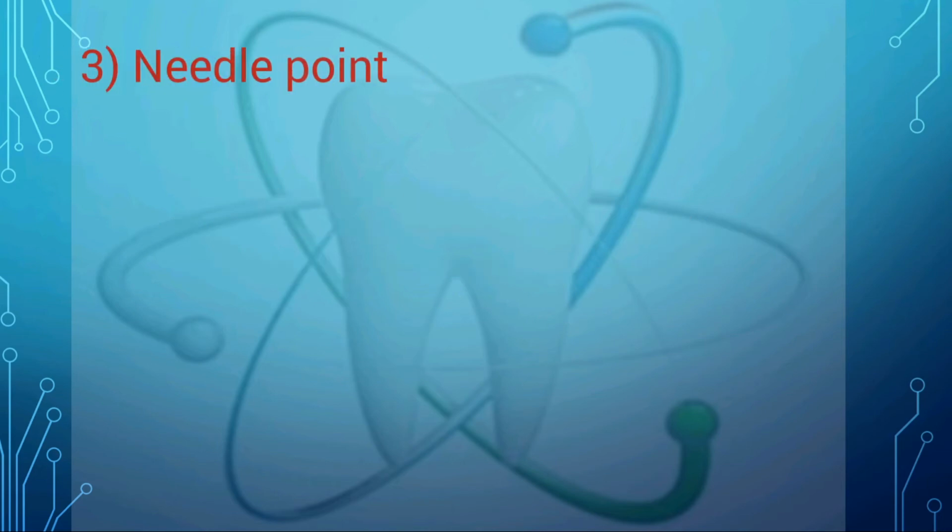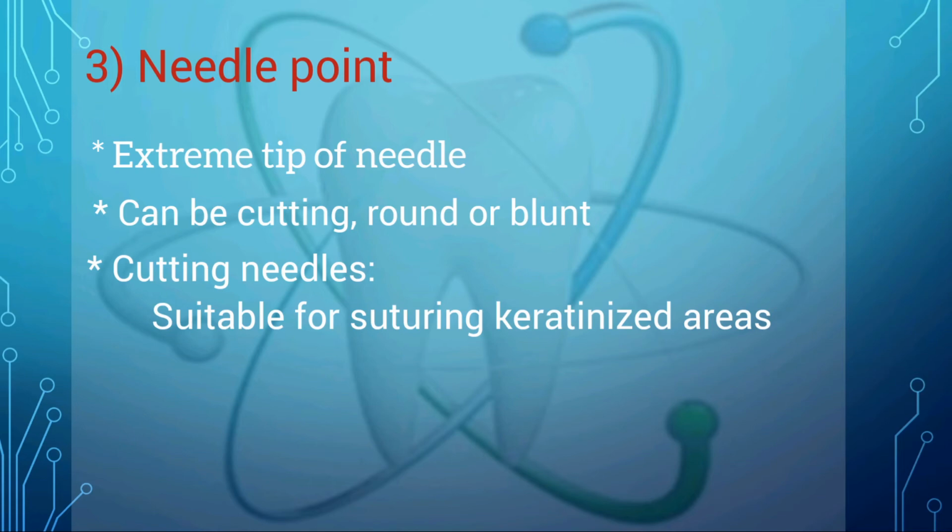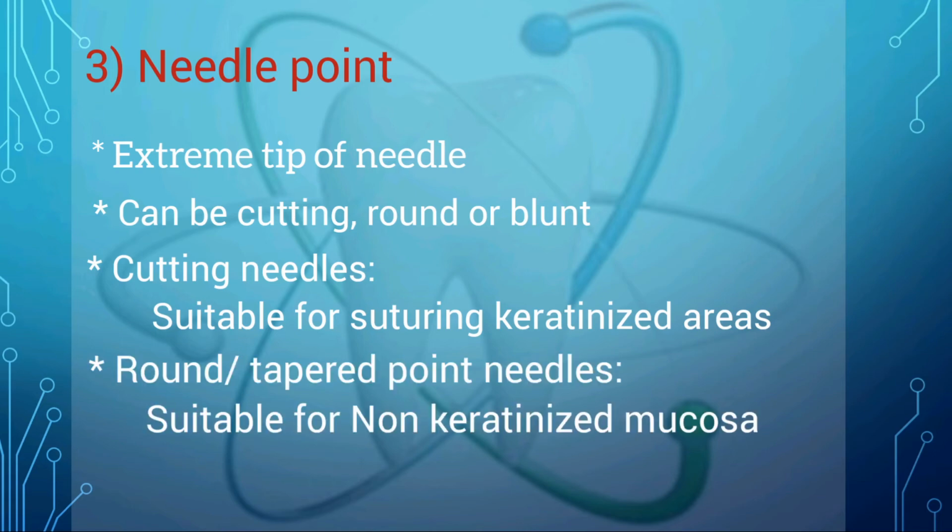Next comes the needle point. The point is the extreme tip of the needle to the maximum cross-section of the body. The tip can be cutting, round or blunt. Cutting needles have at least two opposite cutting edges. They are ideal for suturing keratinized tissues like the skin, palatal mucosa, buccal and alveolar mucosa. Round or tapered needles are used for suturing soft and non-keratinized tissues like muscle, fascia and neural sheath.